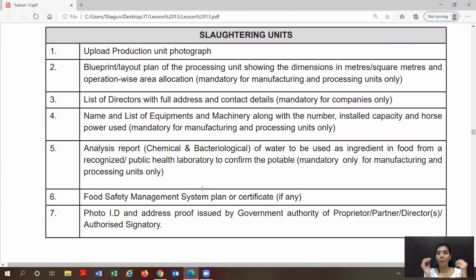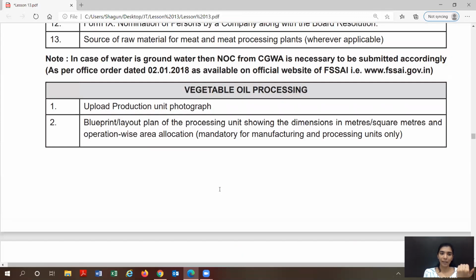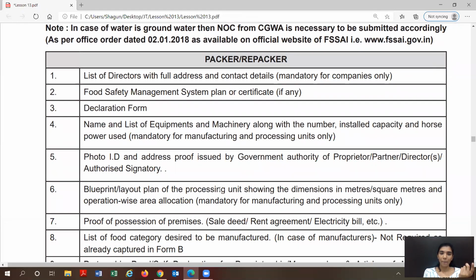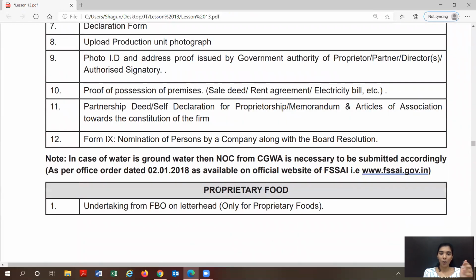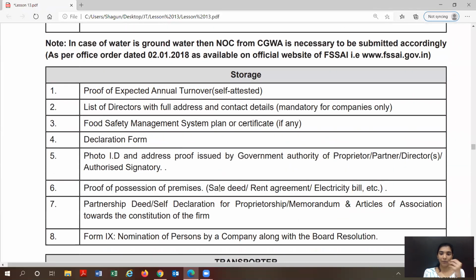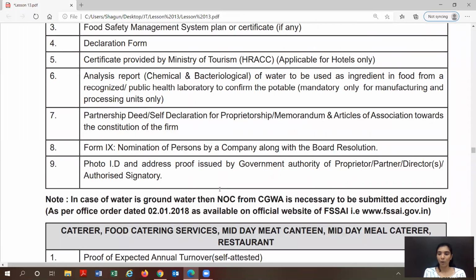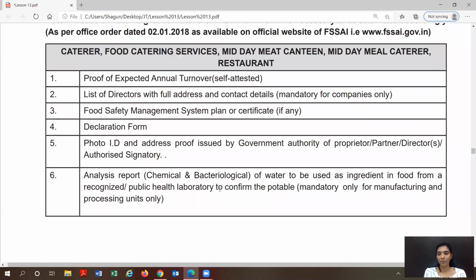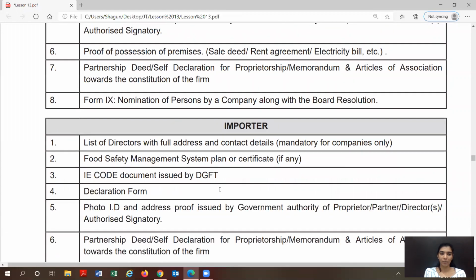तो कोई भी business unit है तो आपका क्या plan होगा, आप उसको कैसे चलाओगे, आपके यहाँ कौन काम करते हैं, nomination forms, ID proofs, contact details, all that will be required. Meat processing units are there, vegetable oil processing units, packers और repackers क्या submit करेंगे, relabelers क्या submit करेंगे, all different kinds of food businesses are given, and उनको क्या क्या submit करना है ये आप सिर्फ एक बार glance through कर सकते हो. Mostly all common points are there, and then for specific businesses some specific points are there. Then just read through all this.